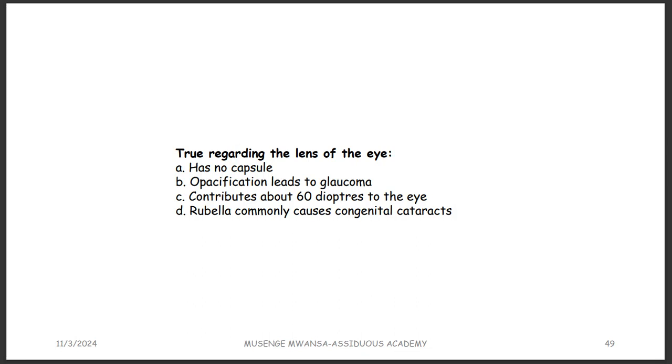True regarding the lens of the eye: has no capsule; opacification leads to glaucoma; contributes about 60 dioptres to the eye; rubella commonly causes congenital cataract. D. Rubella commonly causes congenital cataract. Okay. C. Contributes about 60 dioptres to the eye. Any other option?